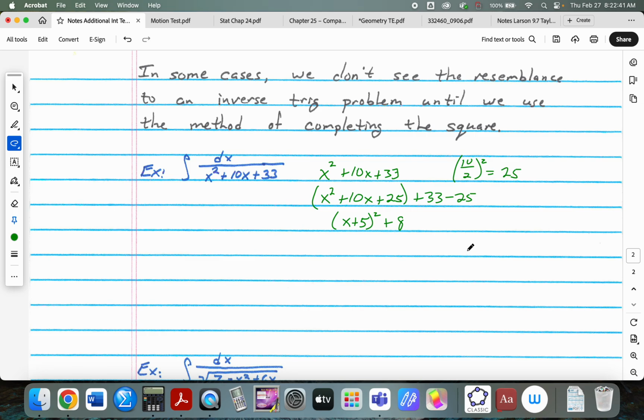And now I'm a little closer. I would have the integral of dx over 8 plus x plus 5 quantities squared. All right, well, that looks a little bit more like an arctangent. What do I need to do to make that look more like an arctangent? Divide by 8. Yeah, divide an 8 out.